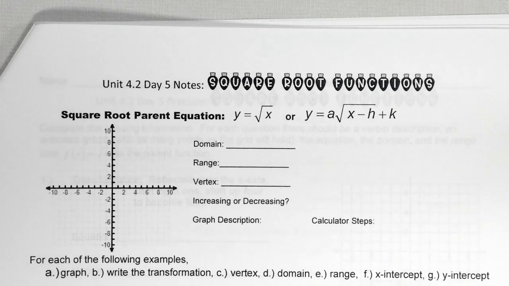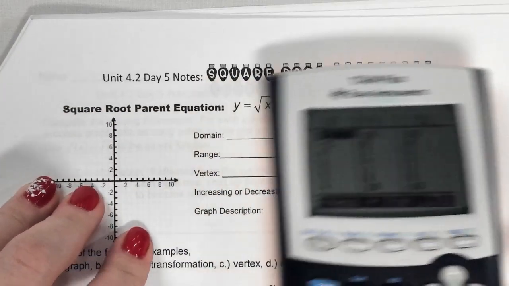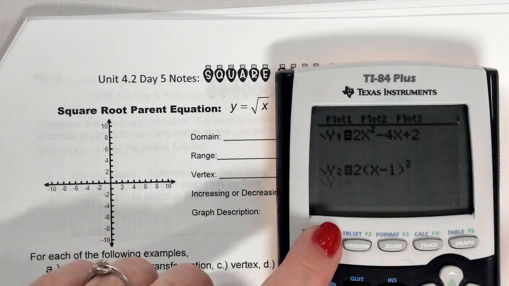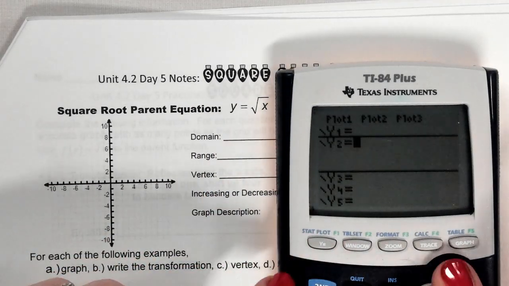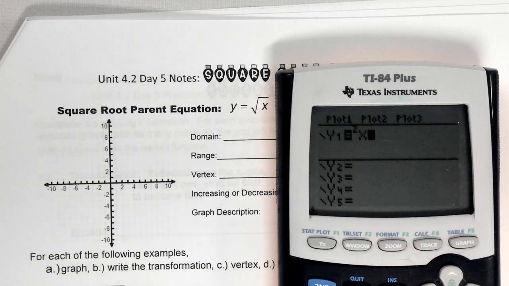So square root functions are actually the inverse of quadratics, and that's why they're super similar. Okay, so when we graph it, let's do the parent function. The parent function is just the square root of x. It's the simplest square root equation possible. So square root of x, oh, not squared.